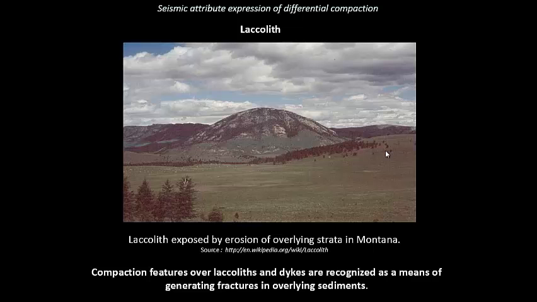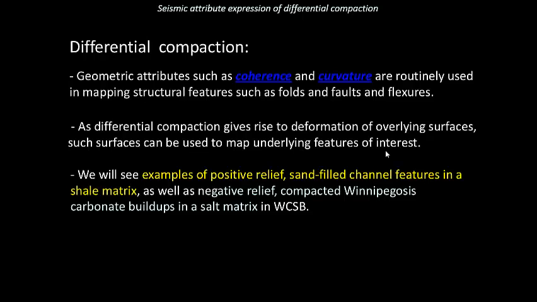But let's get back to our seismic data, and how 3D seismic data can help us detect differential compaction with the help of seismic attributes. The seismic attributes that we are going to talk about here are coherence and curvature, which are also referred to as the discontinuity attributes, and they are routinely used in mapping structural features such as folds, faults and flexures. As differential compaction gives rise to deformation of overlying sediments, we will see how we can use them to map the features of our interest.